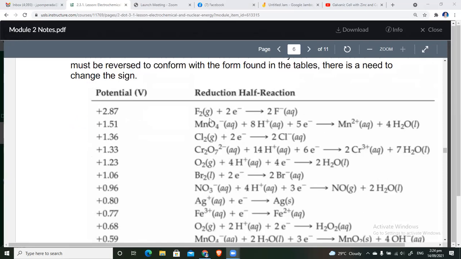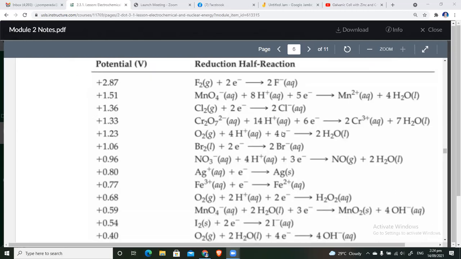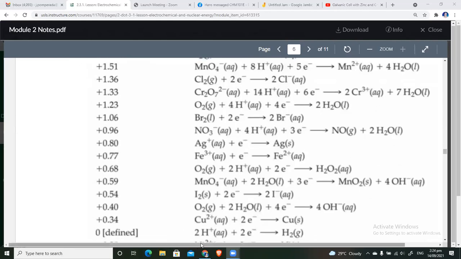Reduction, because you can see here that originally neutral fluorine, this fluorine atom, accepts 2 electrons, so that is reduction, and it produces the fluorine anion. So these are all reduction half reactions until this part here.